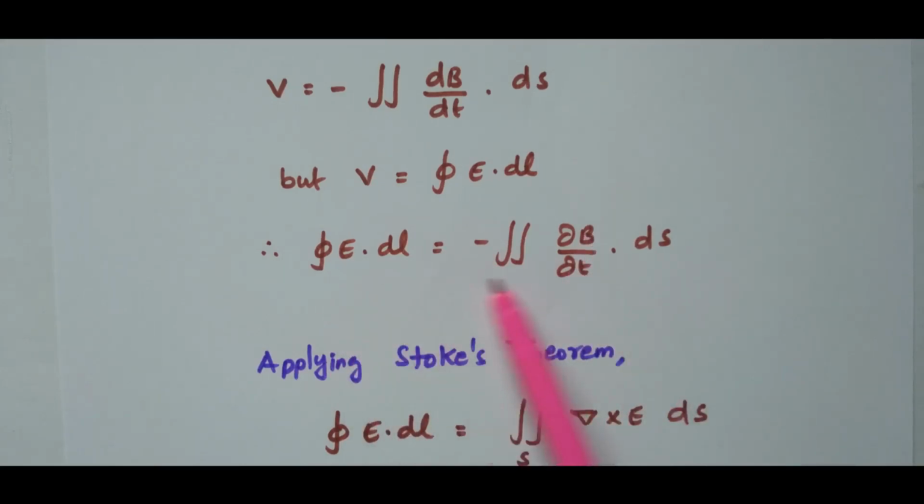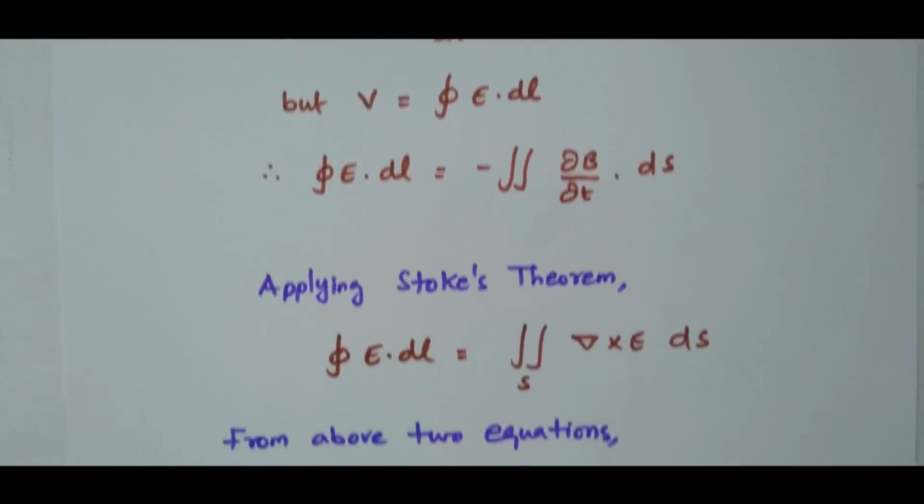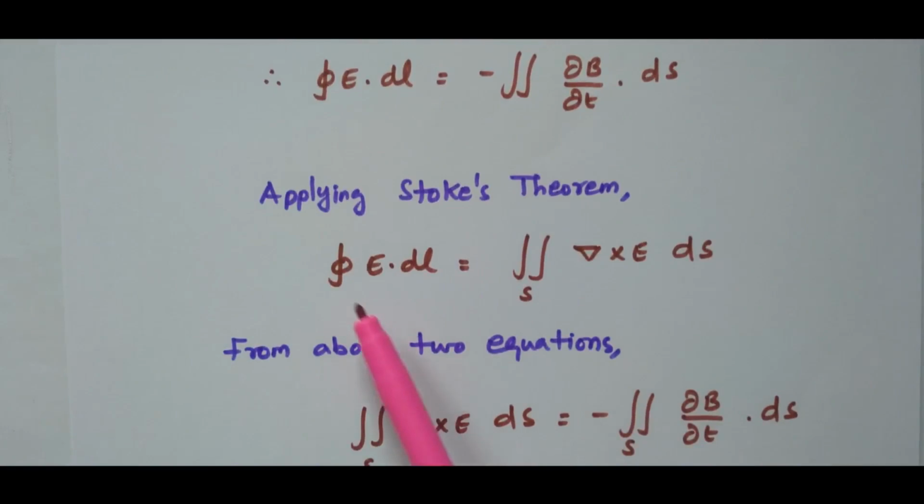Now we got the expression for the electric field intensity, converting the single integral to a double integral. So by Stokes theorem, this integral E dot dl equals the double integral of del cross E into ds. So the E dot dl from the Stokes theorem is given as del cross E into ds.